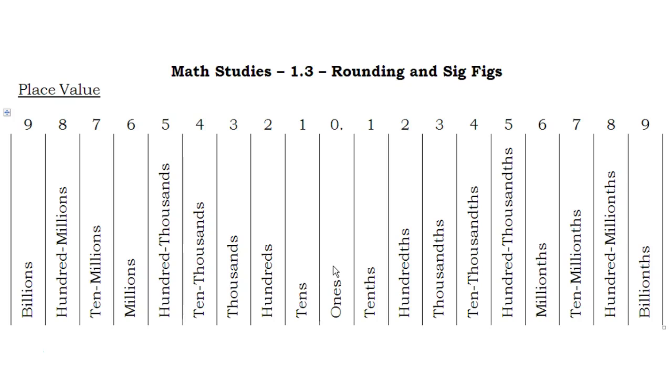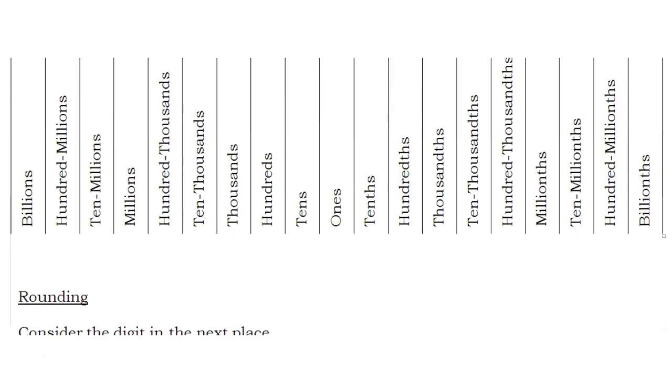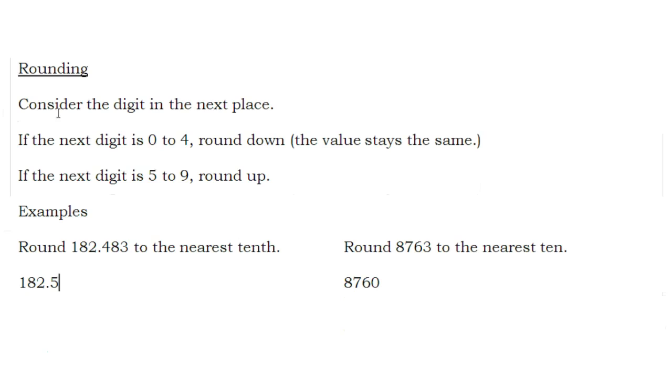If you want to round to a specific place, like for example the thousands place, you would look at the digit in the next lowest place, and that would tell you if your value should round up or down. If the next digit is 0 to 4, you round down. That means the value stays the same. If the next digit is 5 to 9, then you round up.